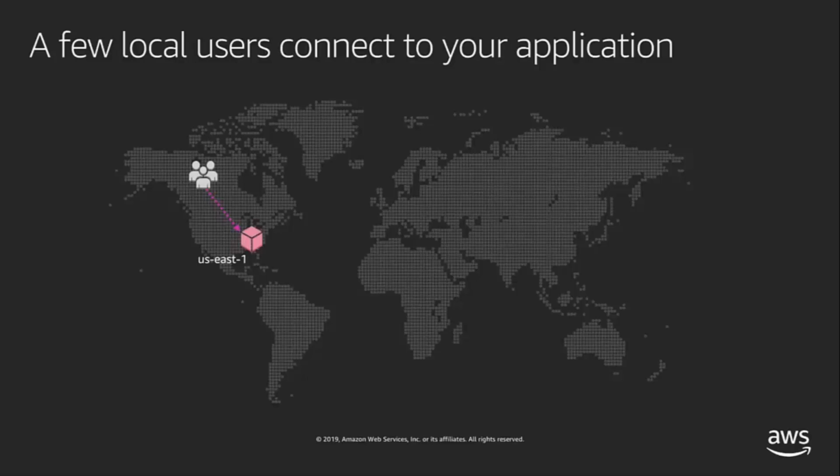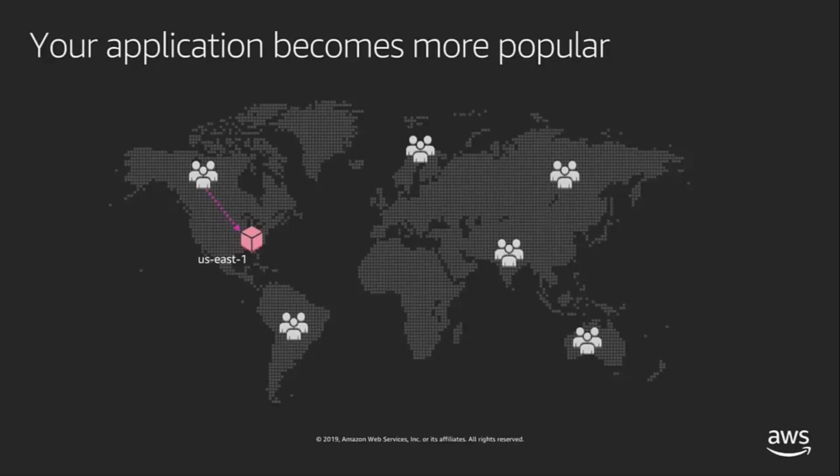Let's say that you have a few local users connecting to your application. Let's say your users are in North America and your application is hosted in US East 1. It's a good scenario from a latency perspective. Let's say that your application becomes more popular now, and your users start connecting from multiple places around the world. Now it takes about 100 milliseconds from Europe to US East 1. You may have to do multiple round trips. And you can tell from just how the internet operates that the further away your users are from your application in the AWS region, the higher latency they will experience.